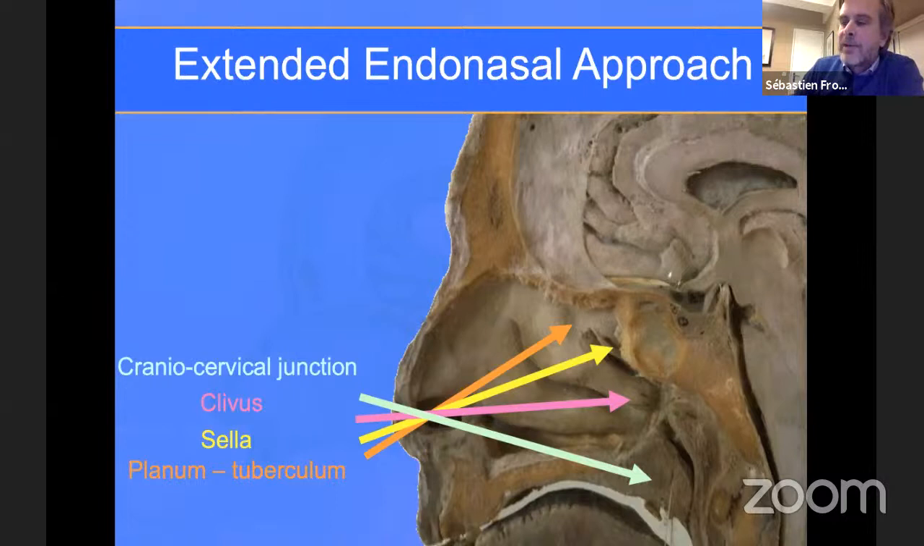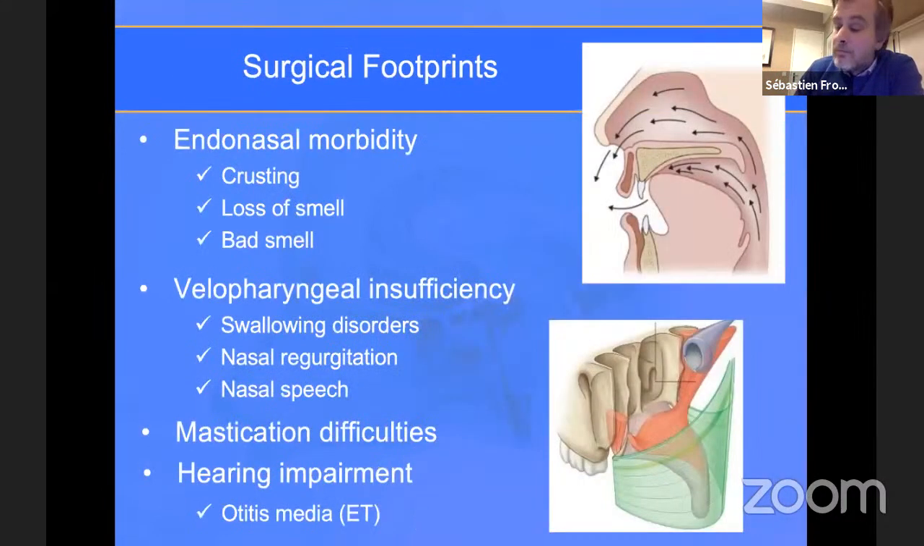But with the extended endonasal approach, techniques have been described to increase the size of the corridor, the volume of space to work, resecting some endonasal anatomy, such as middle turbinate, nasal septum, posterior ethmoid, anterior ethmoid, depending on the extension of the tumor. And whenever you take some normal tissue, whenever you remove the mucosa in the nose from the bone, for example, you create some morbidity like crusting, loss of smell, bad smell.